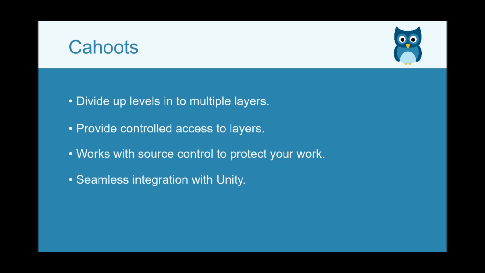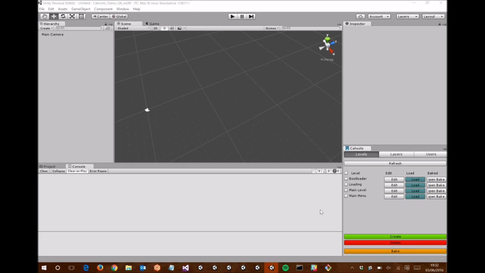With that said, let's take a look at a quick example of Cahoots running so you can see it in action. Here I have a demo of a game in development. The only real change in workflow is the Cahoots window here. This provides all the Cahoots operations you will need.